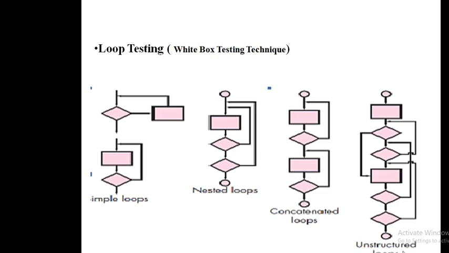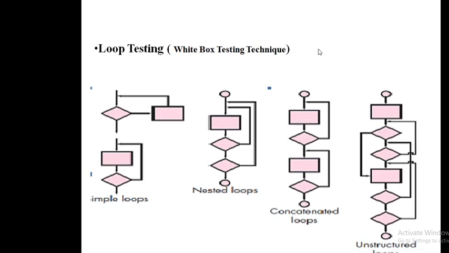Then the fourth one is unstructured loops. That means it is very clumsy and contains nested loops, simple loops, and concatenated loops. In that clumsy manner, all different types of loops exist, one below another, one inside another, creating a clumsy, difficult environment. Such a structure is called unstructured loops. So these are the four different types of loops in the loop testing concept.